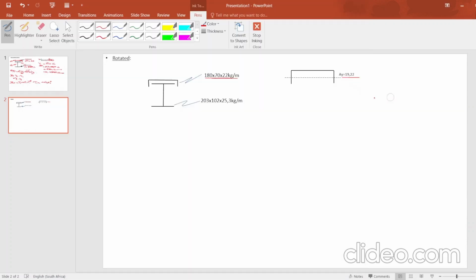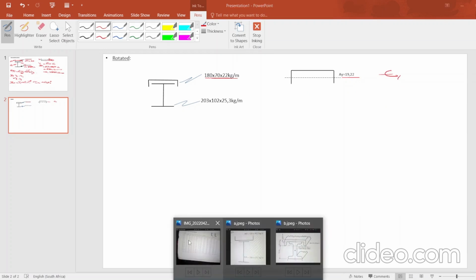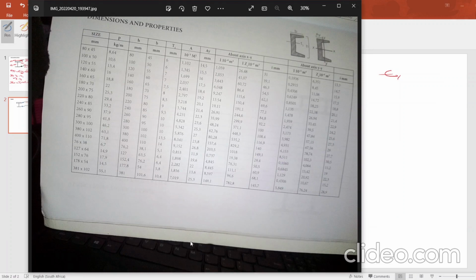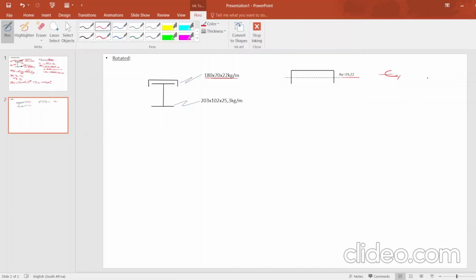Now you will be looking for two things here. You will be looking for AY and you will be looking for thickness as well. Now the thickness in this case is given as what? The thickness of that beam is given as 8. This thickness, T1 there, is given as 8. Yes, it is given as 8.